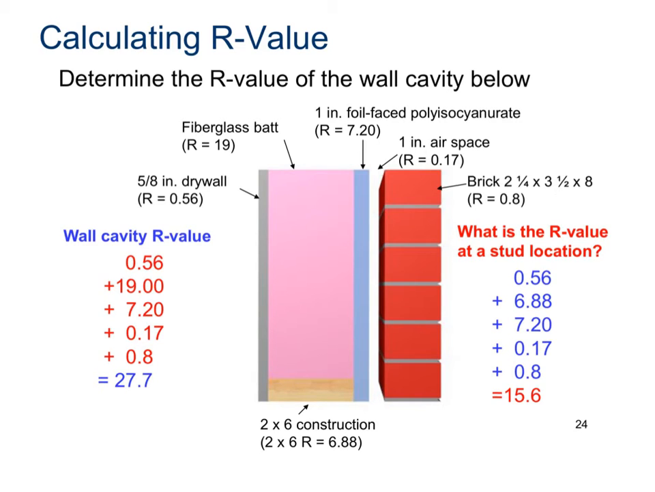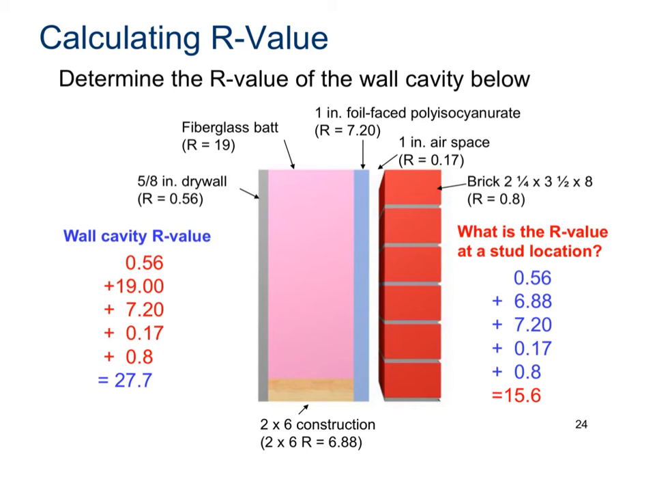Okay, so in the one with the stud, we've got the first layer is my drywall. That's the 0.56. Notice the stud there, the 2x6, is 6.88. That's why I've got that number here on the right. Then it's got the next layer, which is the foil facing, and that's 7.20. We have the air and the brick again.